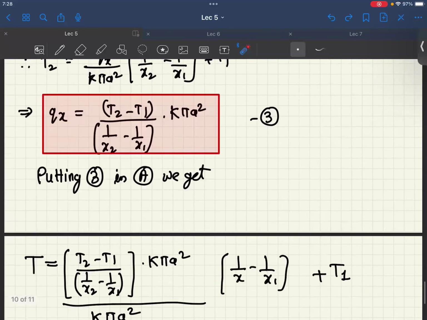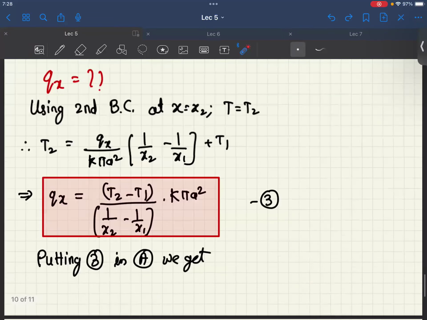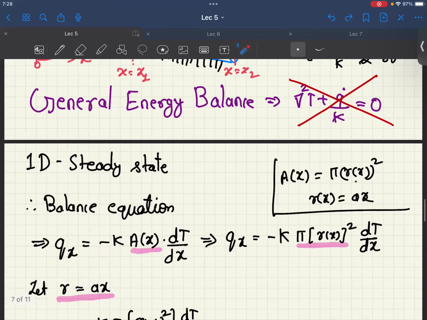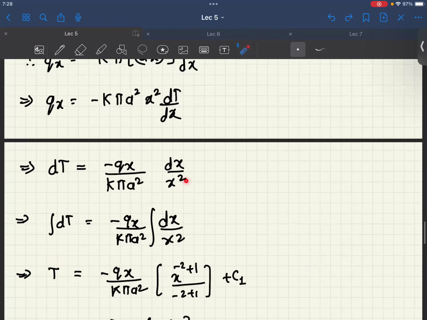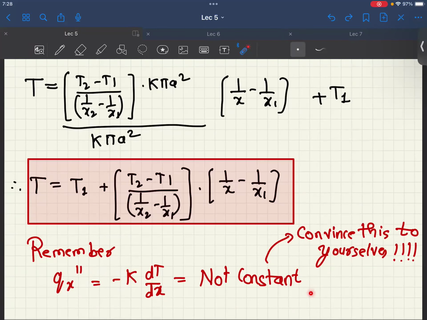So you should convince yourself that flux, which is given by this expression, minus k dT by dx, is not constant. In fact, it's going to be a function of x, which is very clear because this dT by dx we have already calculated. Here we calculated that dT by dx is nothing but minus Qx into, it's a function of x, right? So because of this, flux is also going to be a function of x. Okay, just a second. Anybody has any doubt, they can ask, or we'll move ahead.